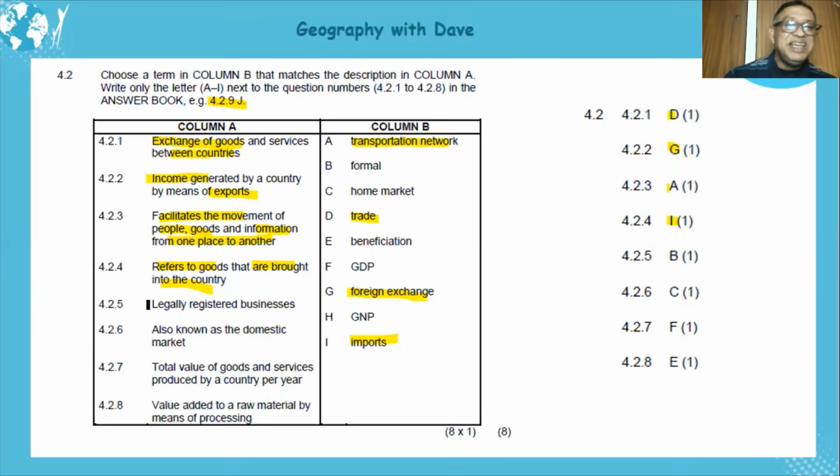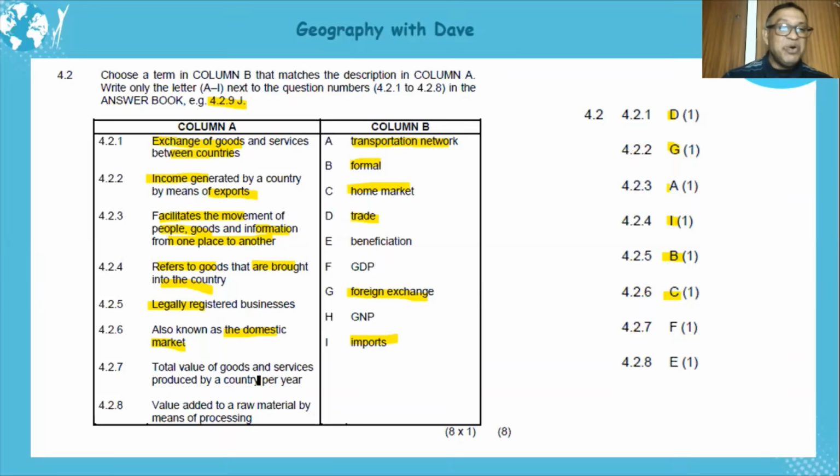Legally registered businesses. You know that when it's formal, informal sectors, when it's registered, it is formal. And then also known as the domestic market. That's a simple one. The domestic, it's at home, isn't it? It's at home. So it is the home market. The word there was domestic.